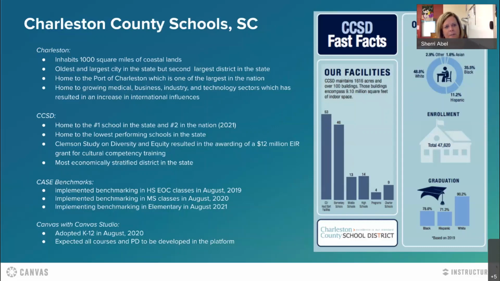This is a huge deal, because when Clemson did their study, they found it to be probably worse than apartheid was for Africa. So we've got a lot of things going on here. We are the most economically stratified district in our state. So we've got about 50,000 students, ranging from pre-K to high school. We've got a growing graduation rate. So we're growing in all areas, and we are getting better. And we know that a lot of that has to do with our focus.